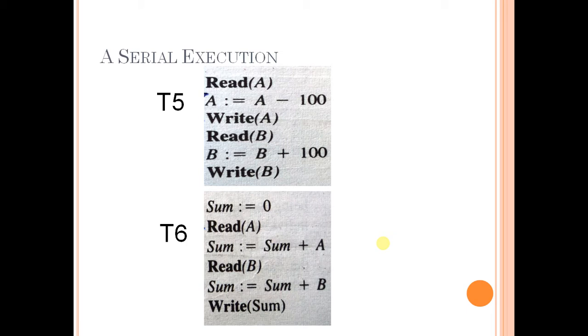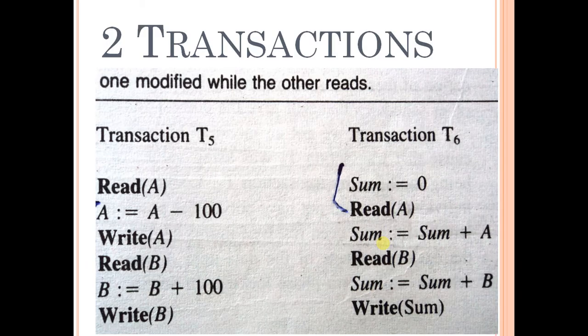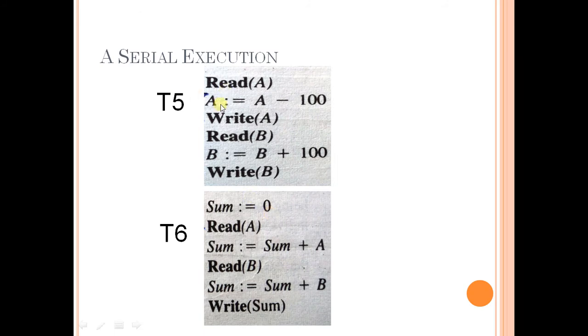Okay. So as you remember, these were our two transactions. One was transferring rupees 100 from A to B, and another was doing the total. So either you run T5 before T6 or you run T6 before T5. In both the cases, the total will come the same. For example, 1500 if A has 500 and B has 1000 in the beginning.